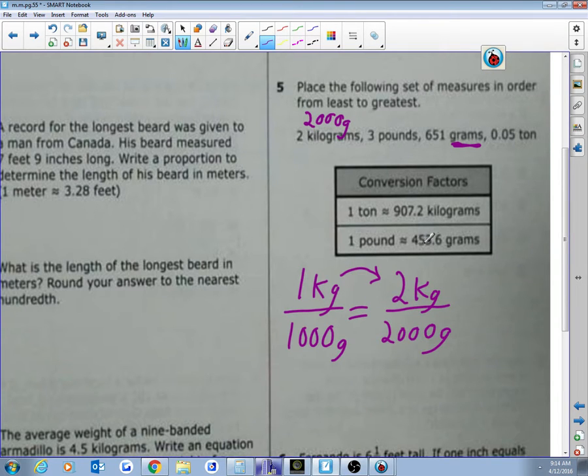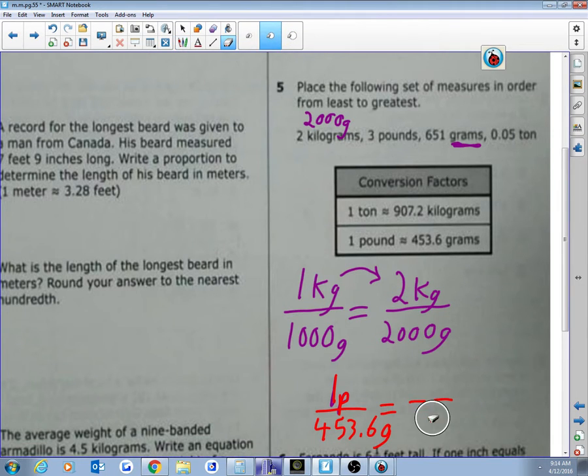Okay, 3 pounds. Well, 1 pound is 453.6 grams. So let me write that down. 1 pound. Let's go ahead and change color here. 1 pound for every 453.6 grams. And I'm looking for 3. No, I'm sorry. My pounds are on top. I better have my pounds on top on the other side.